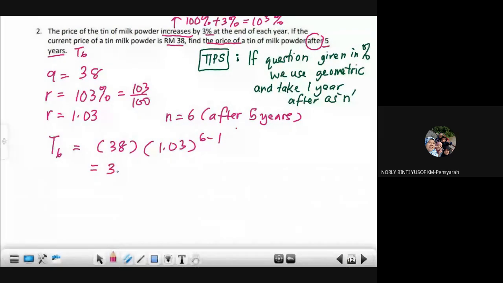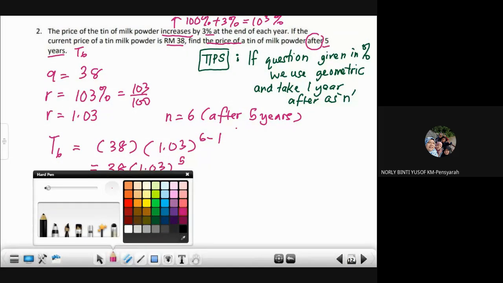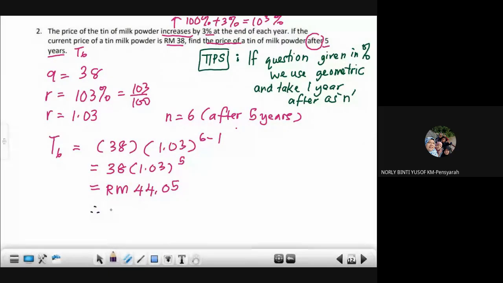So samalah kira. Ini random simplify saja, kuasa 5 kalkulator dapat RM44.05. So you pun akan conclude the price of tin. Sebab dia tak cakap tau guna TN ke SN. Tapi kena fikirlah the price of tin selepas 5 tahun. Tapi dia price tu akan increase each year. Tadi dia dah memang bagi bulan pertama, bulan kedua. Yang ni dia tak cakap jumlah. So kat situ you have to use TN.